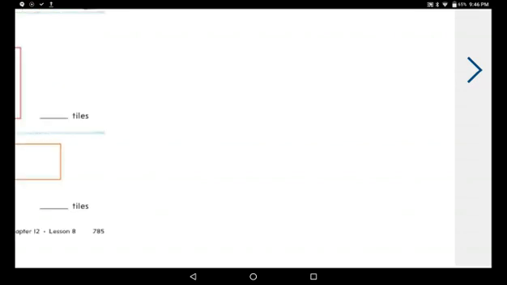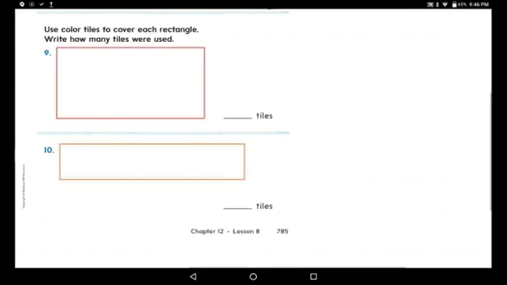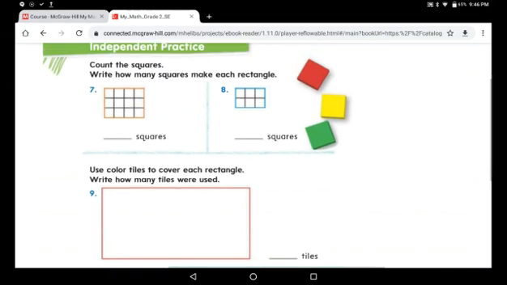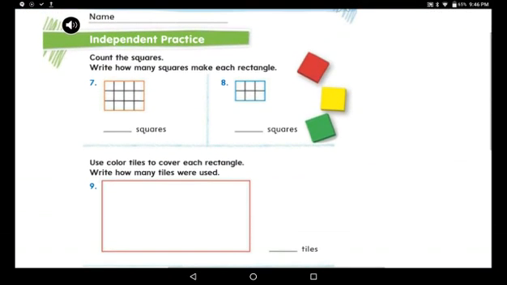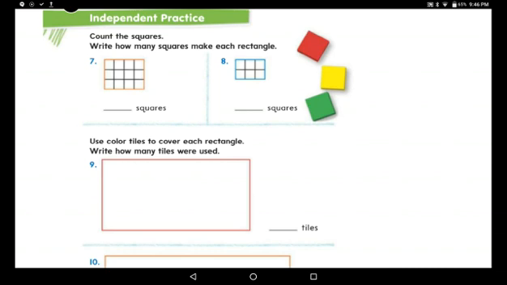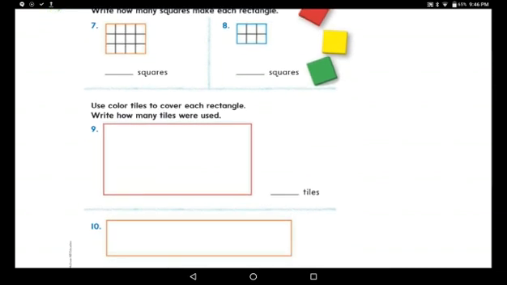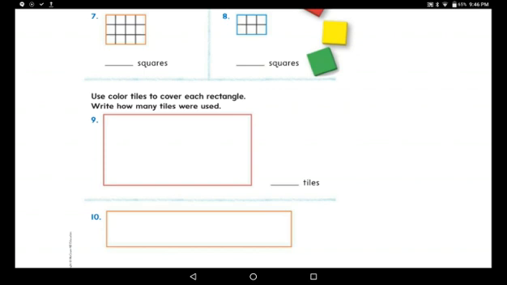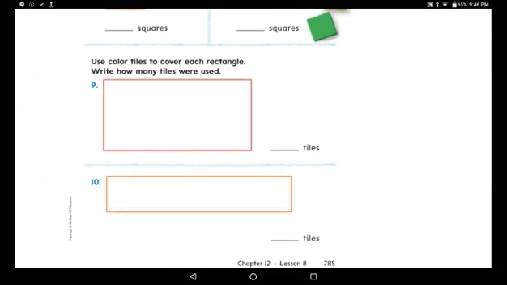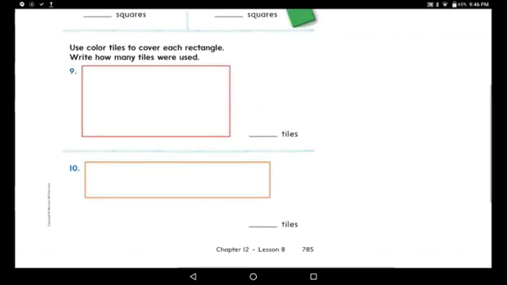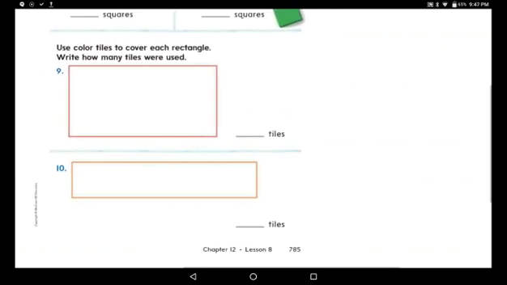Amazing! See how nice our lesson is today? Very nice. The second page, you will solve it alone. Count the squares. Write how many squares make each rectangle. You have 2 ways to count the squares, so try to use them both. Now, use colored tiles to cover each rectangle. Write how many tiles were used. And see here, they wrote tiles for you. You use the tiles we used at the beginning of the session, right?